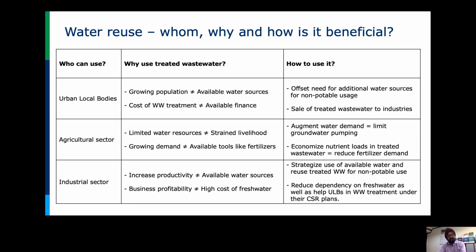So different sectors can use it. The agriculture sector can use it, urban local bodies can use it, and the industrial sector can use it.